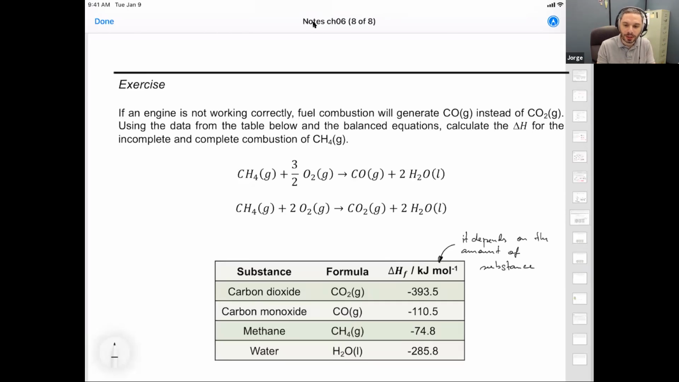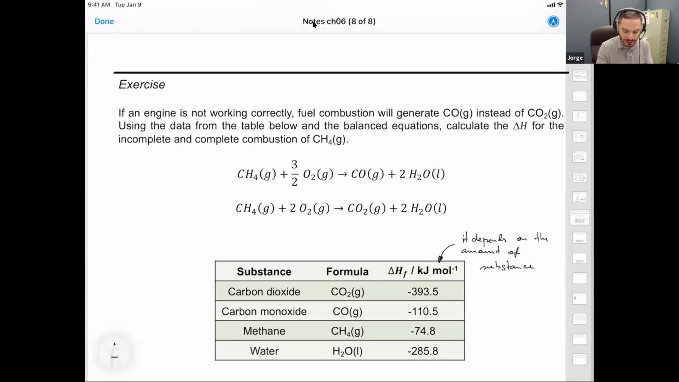Any unit that is divided by mole depends on the amount of substance. Therefore, if we read the first row, each mole of carbon dioxide has an energy of minus 393.5. If you have two, of course, you have to double, and if you have three, you have to triple, okay?